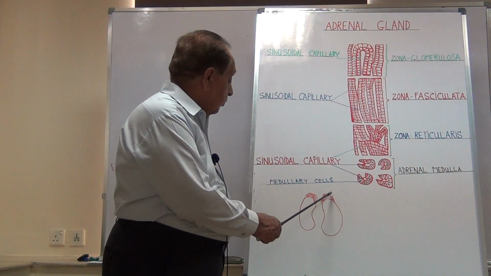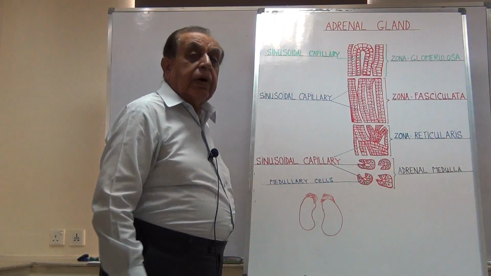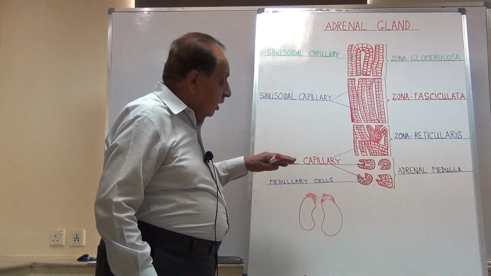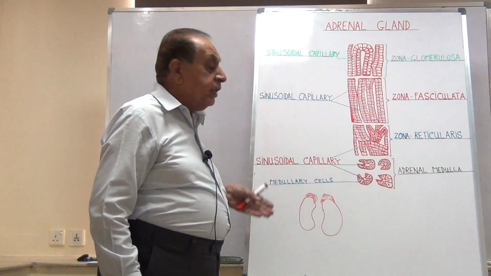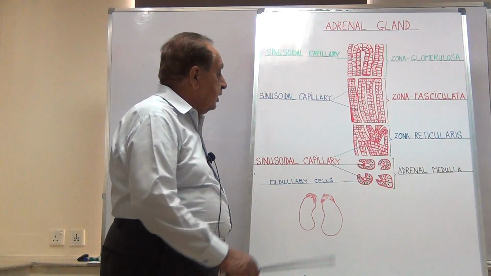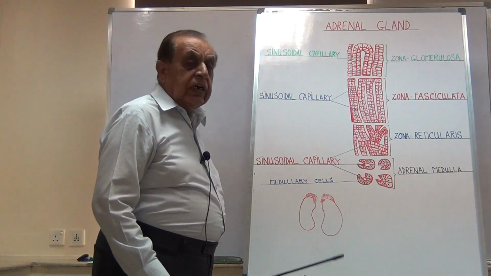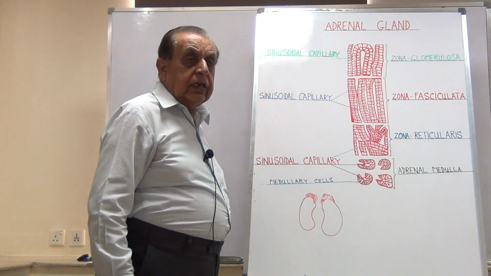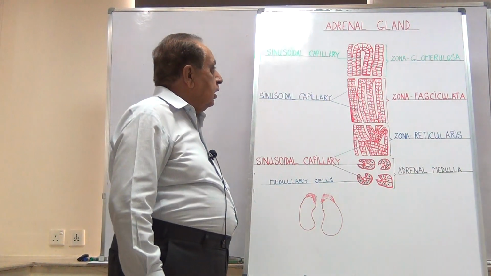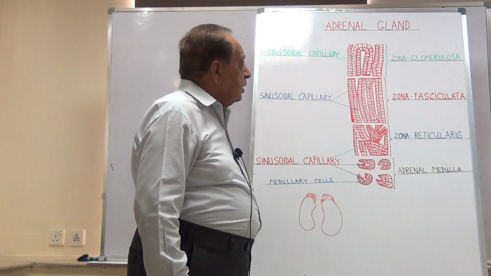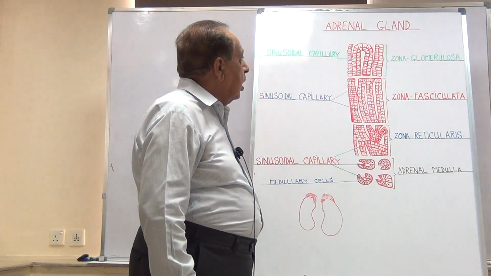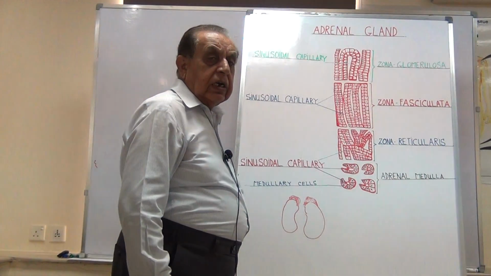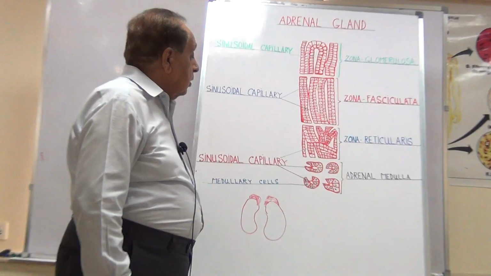The adrenal gland is covered by a capsule, and this capsule sends septa inside the parenchyma. Now, the adrenal gland is divided into two parts, the cortex and the medulla. The cortex has three layers or zonae, while the medulla has a single layer or zona.